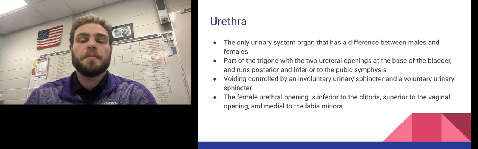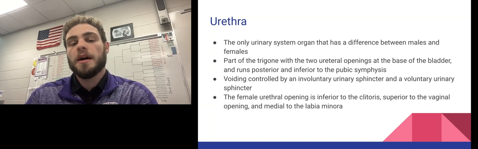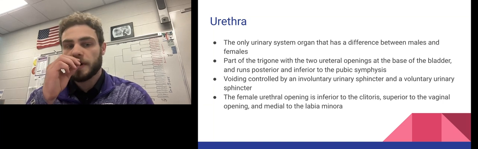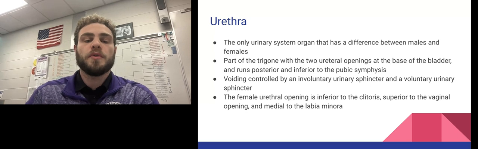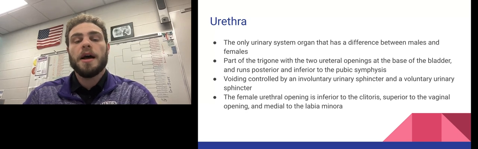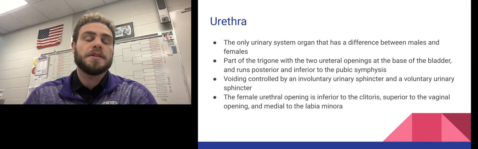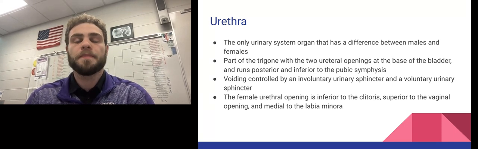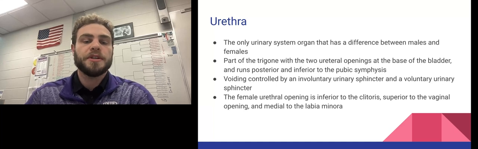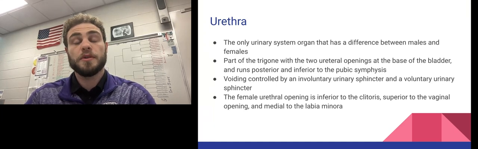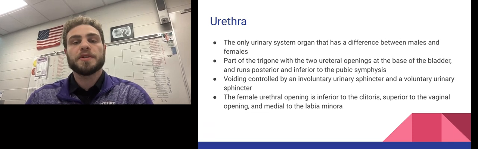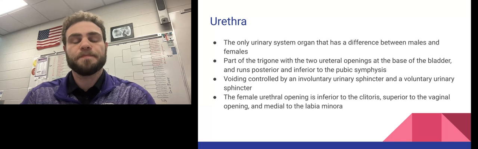It originates out of the bladder as part of the trigone. So you have the two ureteral openings at the base of the bladder, and then the final triangle. Think trigonometry, triangles. Three. The urethral opening is going to be the third point of that triangle, or part of the trigone, but it's going to be at the base of the bladder. From there, it's going to run posterior and inferior to the pubic symphysis. Remember, that is the cartilaginous joint in between the two pubis bones of each hip.